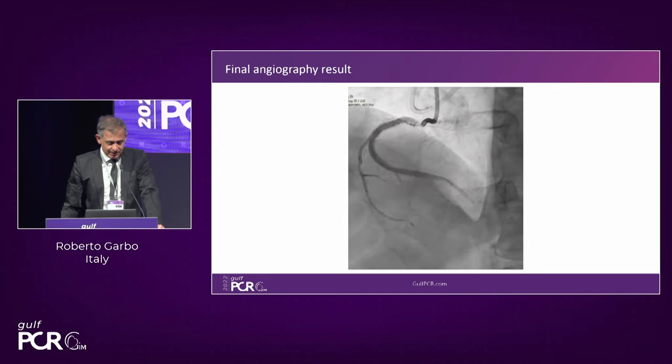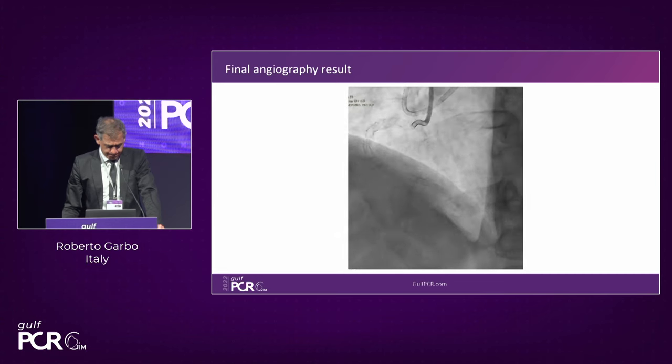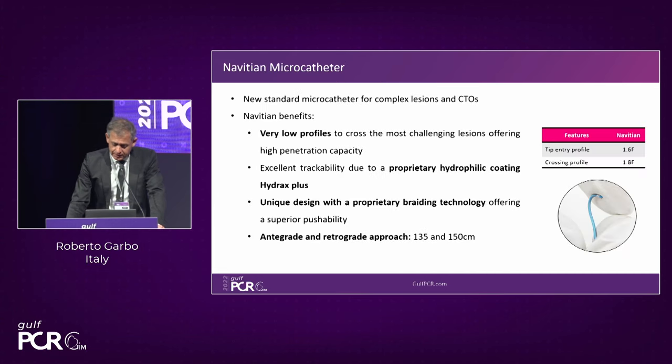After that, this is the final angio result after multiple stenting. Let me explain some features. The Navision microcatheter in this case was a very good device with a very low profile to cross the most challenging lesion. It has a very good hydrophilic coating, the name is Hydrax Plus coating, and a very small profile. The tip entry profile is 1.6 French. It's a braiding technology with two lengths, 135 for antegrade and 150 for retrograde.